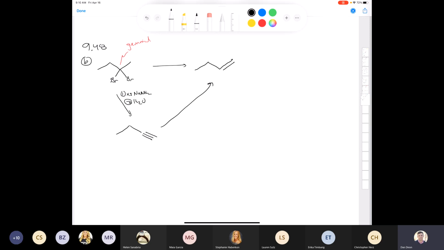Then I can just simply reduce this using hydrogen and Lindlar's catalyst to give me an alkene. Now remember, if it's a terminal alkene, it's not cis or trans, right? This isn't cis or trans because both of these hydrogens are identical, right? One of them is cis to this hydrogen, the other one is trans to it. So there's no cis or trans here. So you could use that, or you could use sodium metal reduction.